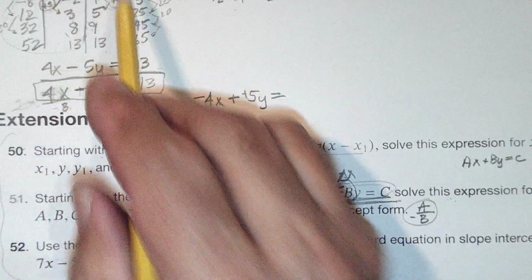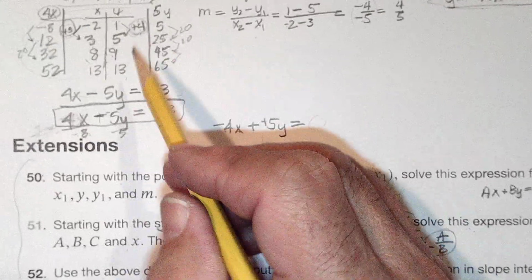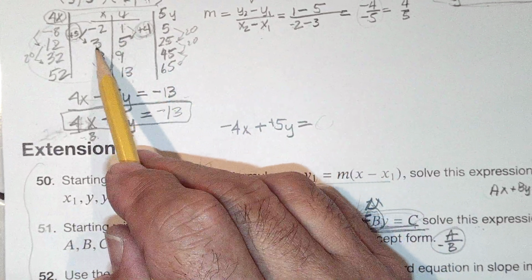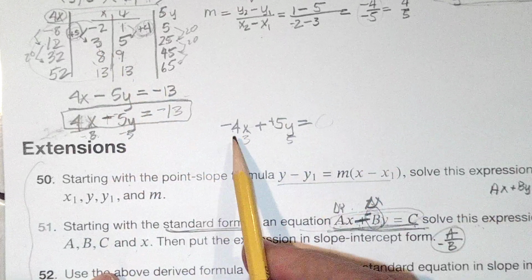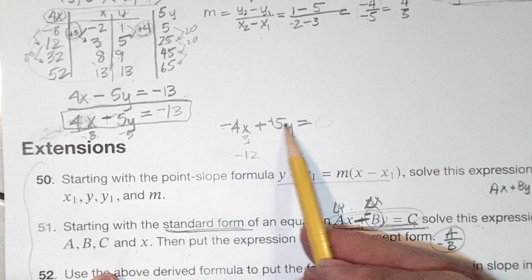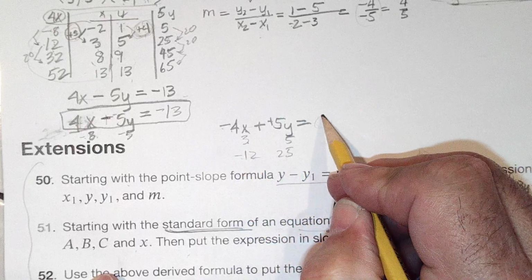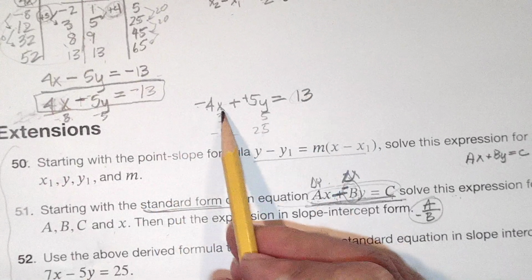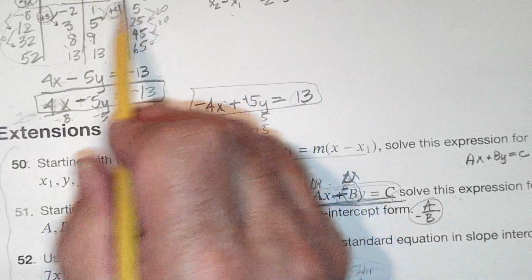Now, what's the constant over here? The c. Well, let's take one of the points. I'll avoid the minus. I'll just do the 3 and the 5. Negative 4 times 3 is negative 12. 5 times 5 is 25. Negative 12 plus 25 is positive 13. That's the equation in this form, and I didn't need to do any of this.